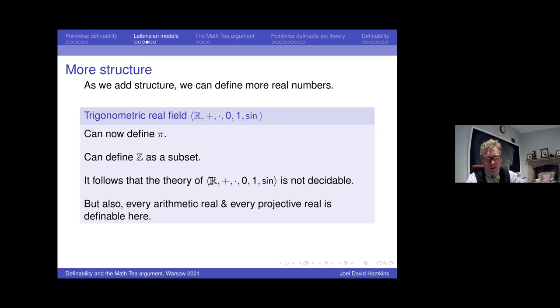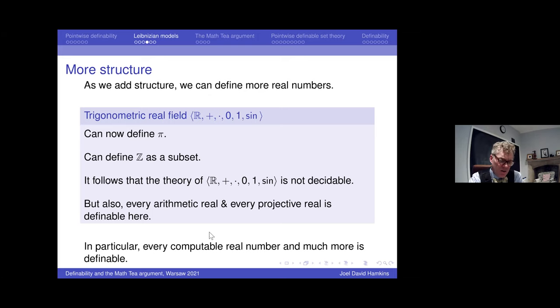Okay, so what are the definable reals here? Well, of course, once we have the integers as a predicate, then we can define any arithmetically definable real, and in fact, any projectively definable real. And these functions are themselves projectively definable. And so therefore, the definable reals of this structure are exactly the projectively definable reals. In particular, of course, every computable real number will be definable. That's very low complexity in the arithmetic hierarchy, right? But so much more than that, much more than just the computable reals. All those reals are going to be definable in this structure.